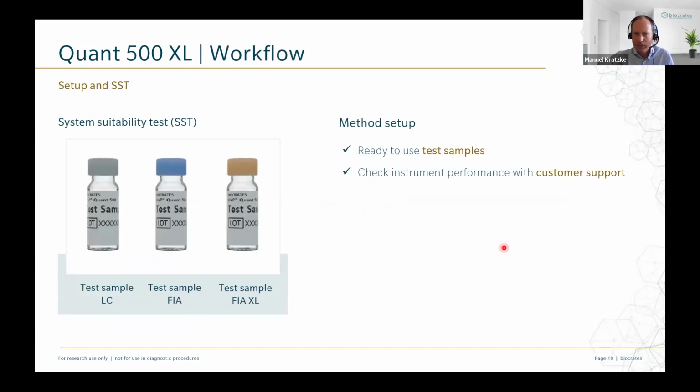For testing the methods for the first time and also for testing the system, so-called test samples are provided. They are ready-to-use vials, and metabolites of the assay are included. You run them, you have the chromatograms, and you can check if the performance is fine or not. There are 3 of them because there are 3 analytical parts, and for each part there's 1 test sample. Here I will not go into much detail on this.